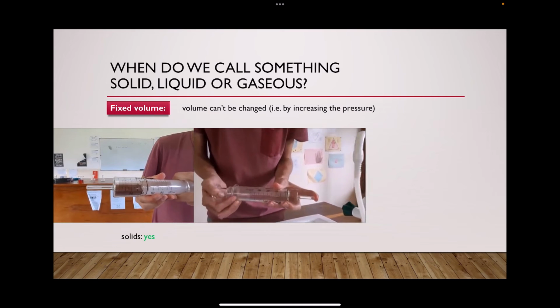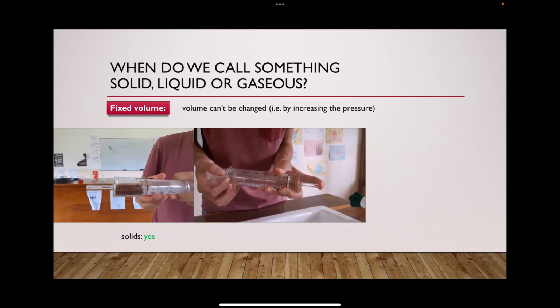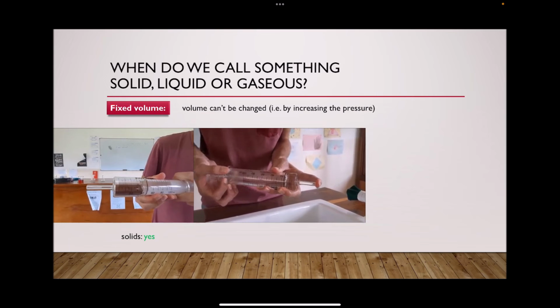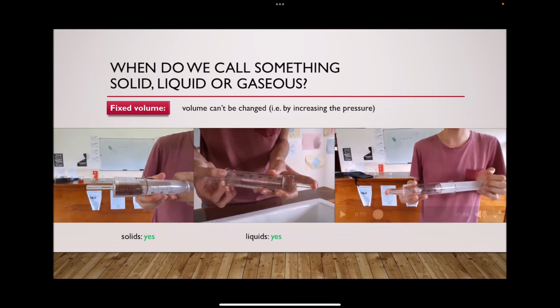Now I'm pressing on the water and try to squeeze it into a smaller volume. And again, you can see that the volume doesn't change, and therefore also liquids exemplified by tap water have a fixed volume. Gases behave differently, as we will see now.